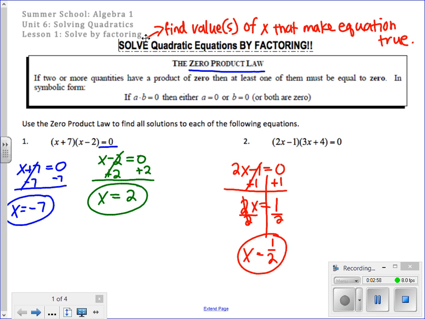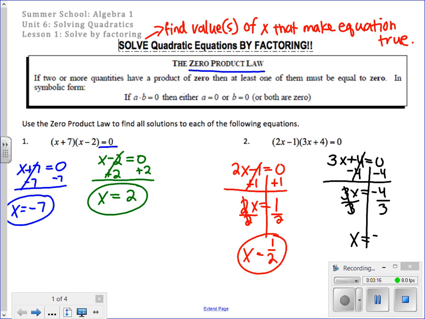The last root I'm going to check is 3x plus 4. All right, I'm going to solve this the same way. I'm going to subtract 4 from both sides. And I get 3x equals -4. And then I'm going to divide by 3. That gives me a solution of x equals -4/3. So sometimes our solutions are whole numbers, as in number 1, or fractions, like in number 2. Either are okay. So that's how the zero product law works.